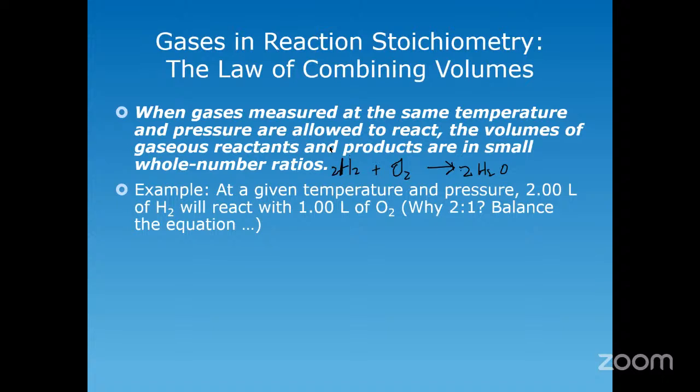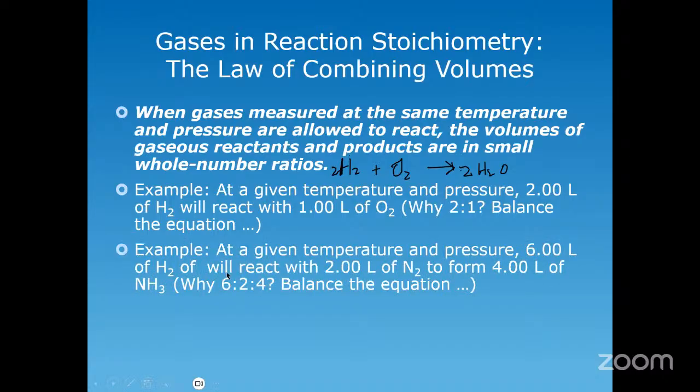What this law is saying is that if the temperature of these gases and the pressure of these gases are the same, the mole ratios will be the same as the volume ratios, right? So as stated here, at a given temperature and pressure, 2 liters of hydrogen will react with 1 liter of oxygen. That's because 2 moles of hydrogen will react with 1 mole of oxygen, provided, and this is very important, provided that the temperature and the pressure of all the gases are the same. All right? So basically, there's a 2 to 1 volume ratio between the hydrogen and oxygen at the same temperature and pressure, right?